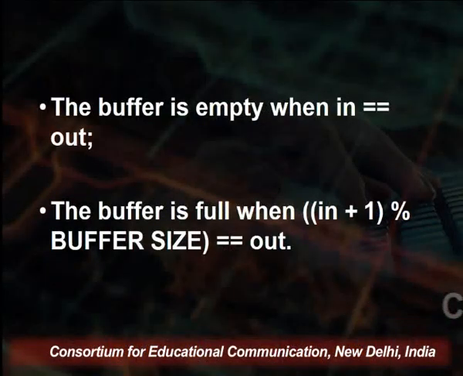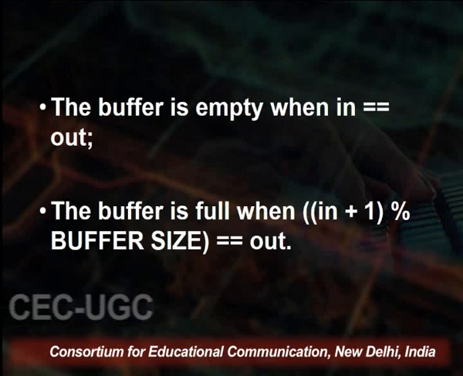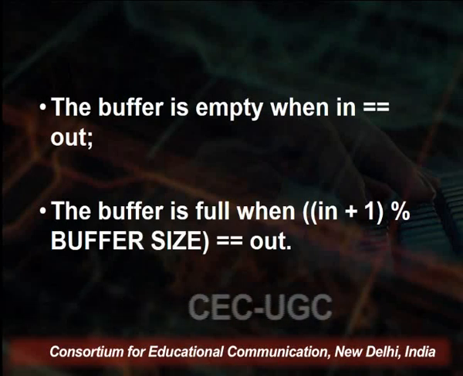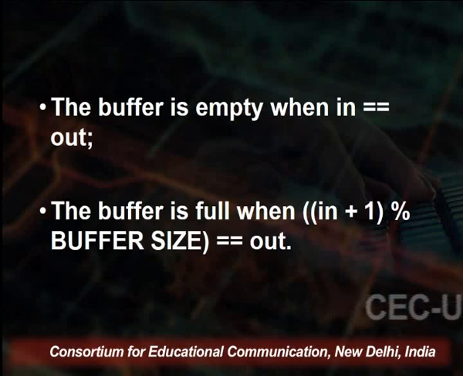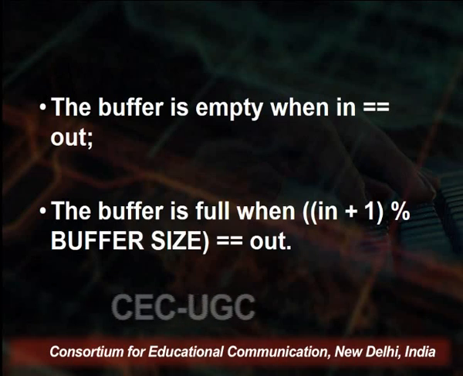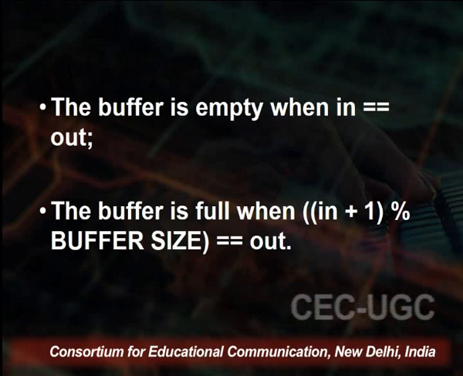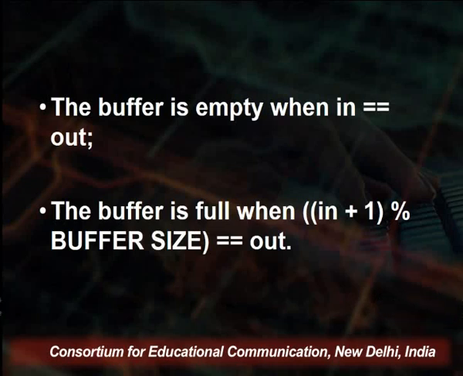While we are talking about the buffer being full, that means when (in + 1) mod buffer size equals out. That is the situation where the buffer is full. So, the buffer is empty when in equals out, which means nothing is there, and the buffer is full whenever (in + 1) mod buffer size equals out. You can correlate this condition with the overflow condition of a circular queue in data structures.